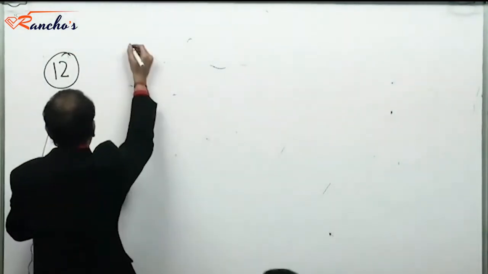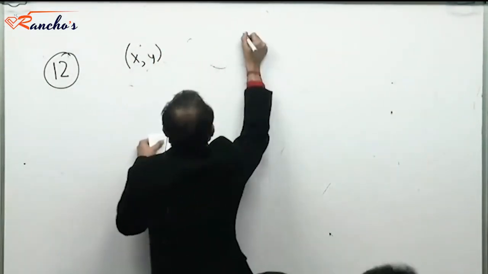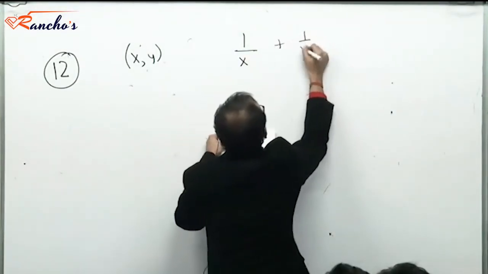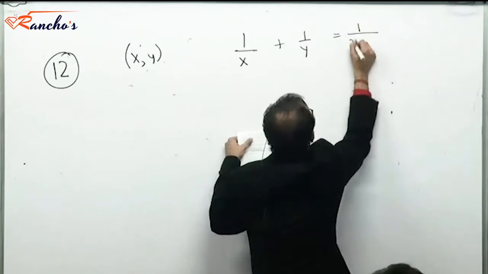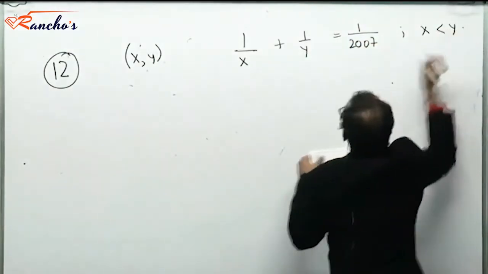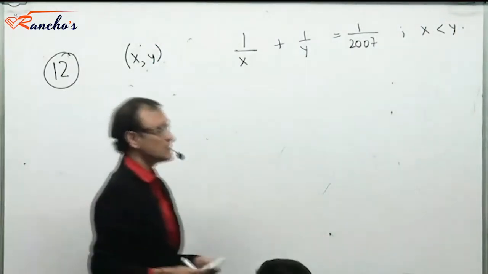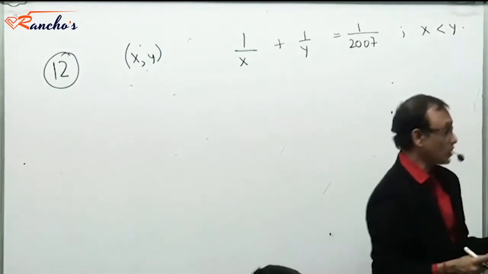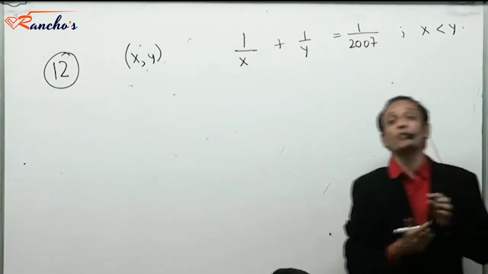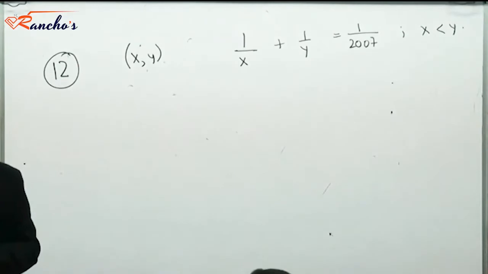We want to find the number of positive integer pairs (x, y) such that 1/x + 1/y = 1/2007, where x is less than y. We need the number of positive integer pairs (x, y), where x is less than y, satisfying this condition.